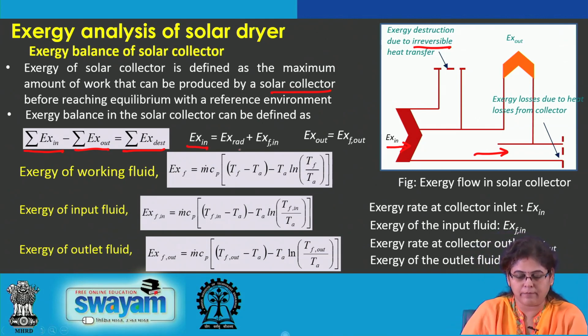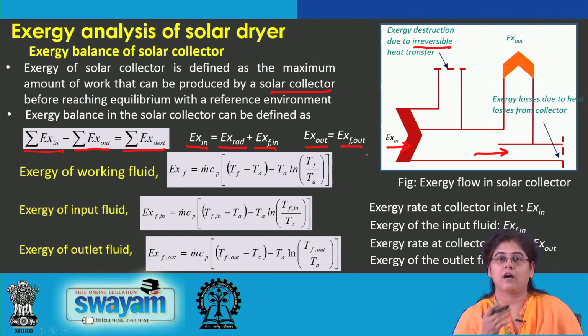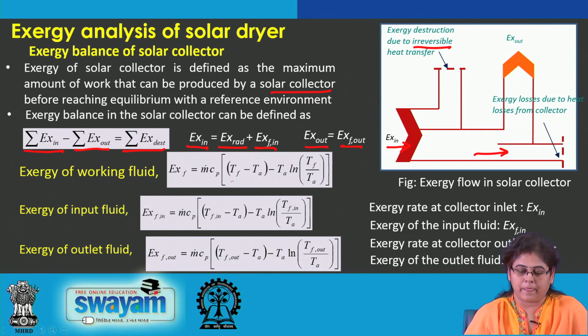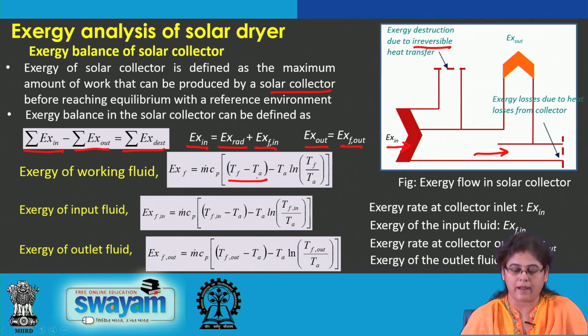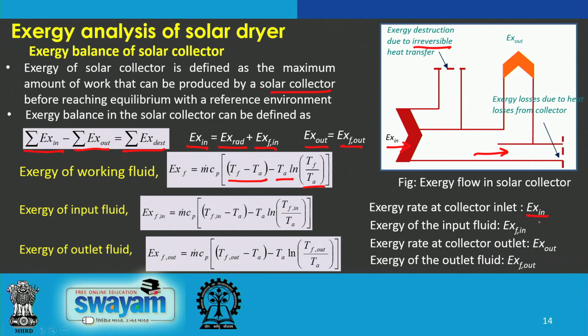So, what is the exergy in? This is the exergy in due to radiation intensity and due to the fluid that is entering into the system, and exergy out is the outlet exergy from the system. The exergy of the working fluid is given as mCp into the temperature difference between the fluid and the ambient air, minus Ta into ln(Tf/Ta), where the exergy rate at collector inlet is designated as Ex in, which we have already shown here.